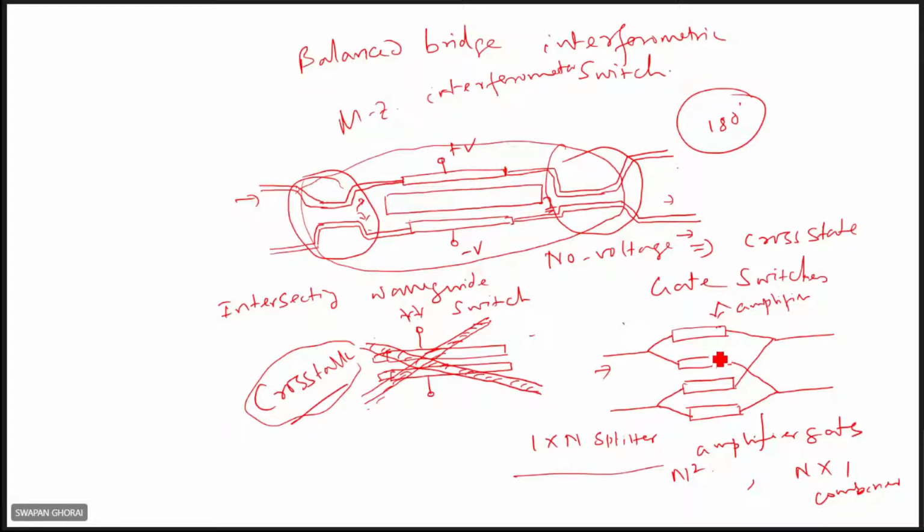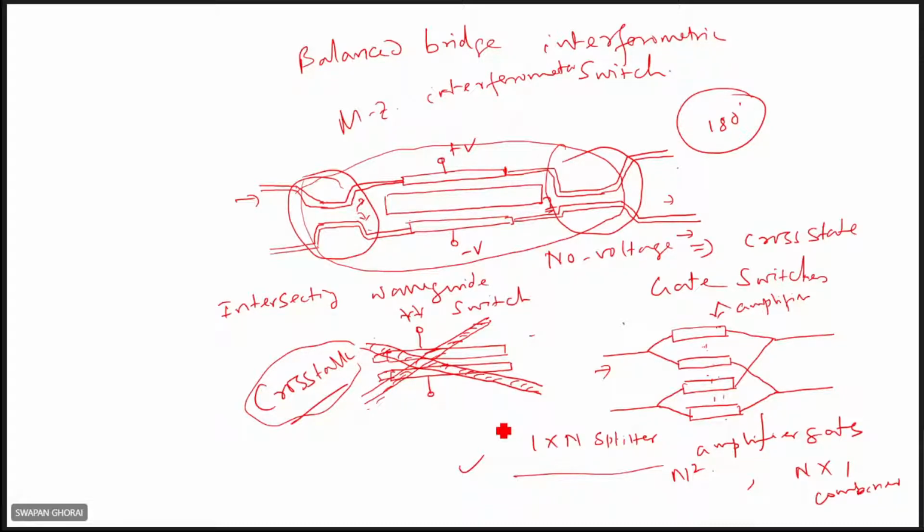But the distinct advantage here is that since these are amplifiers, you can compensate the coupling loss, the splitting loss, etc., using these amplifier gates. So these are the different switches. They are useful for circuit switching. For packet switching, of course, another type of switch is required. These switches are mostly used for circuit switching.